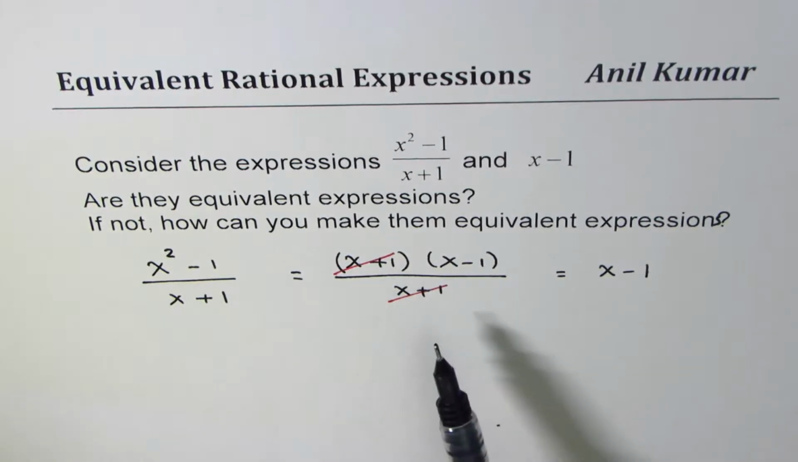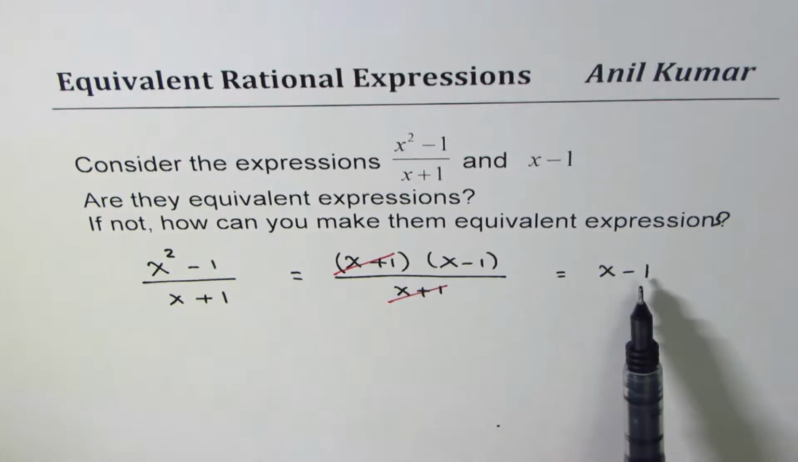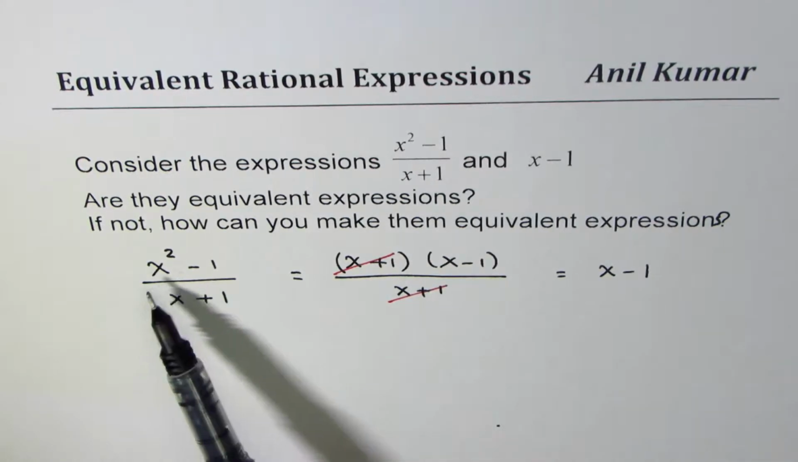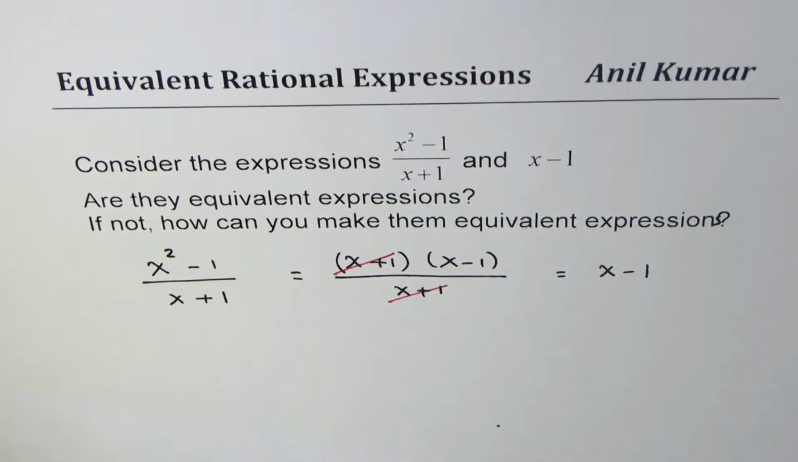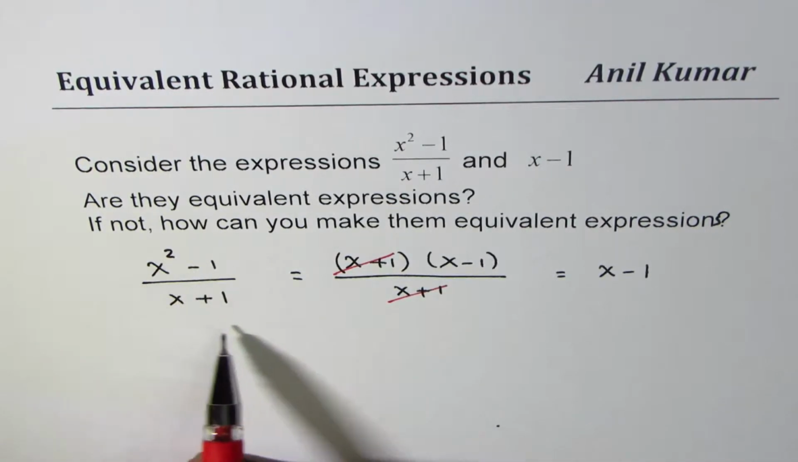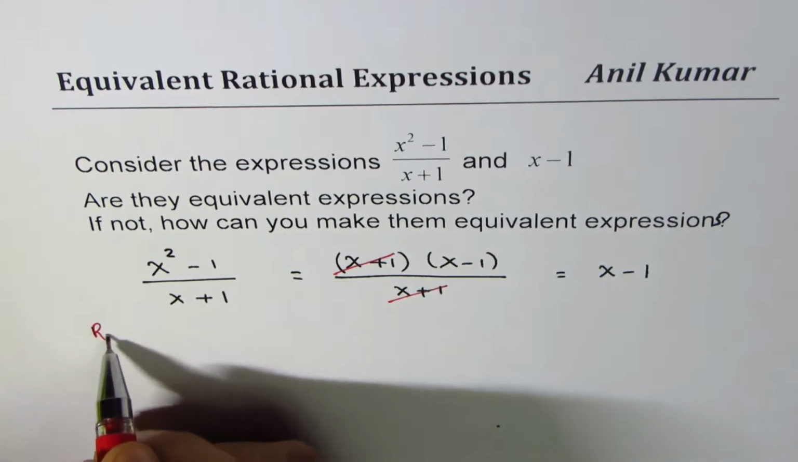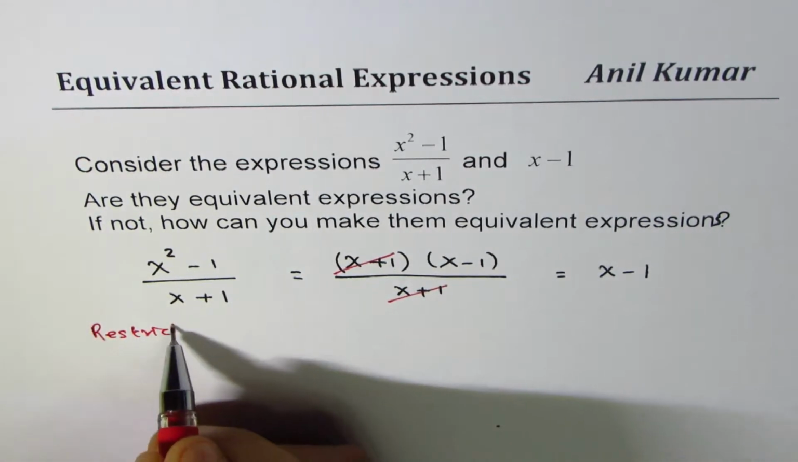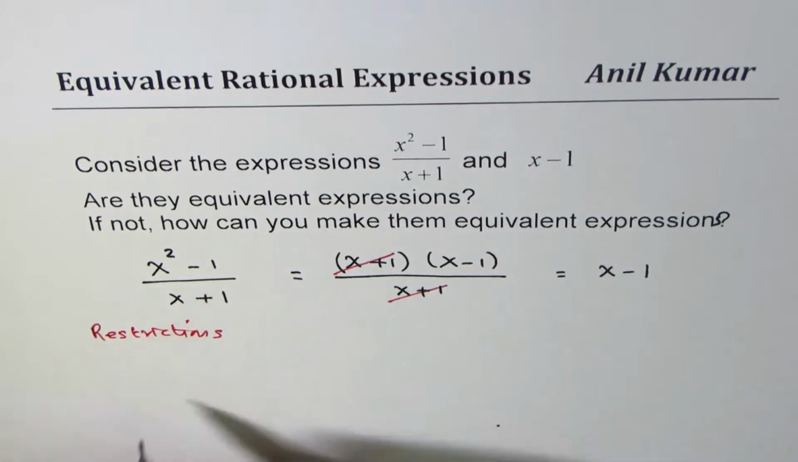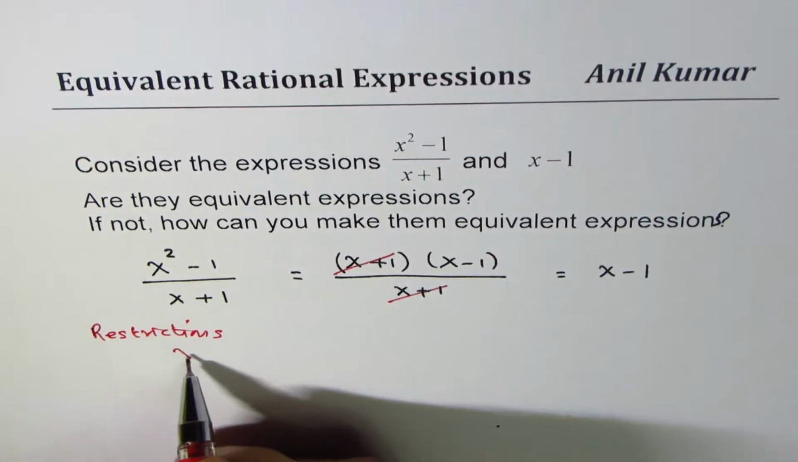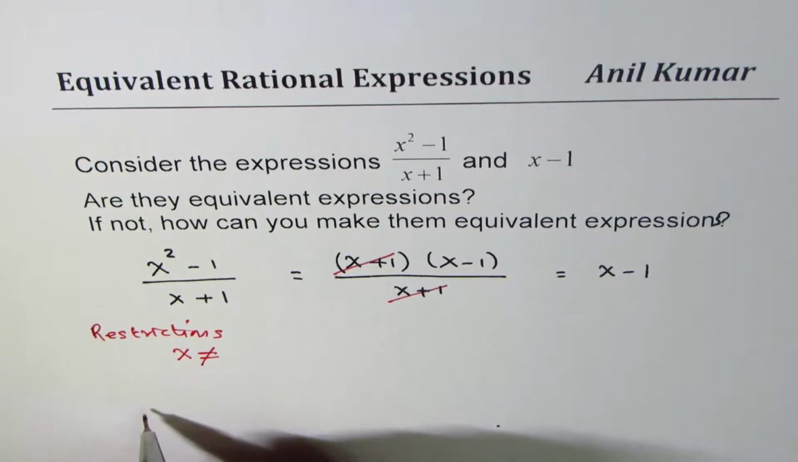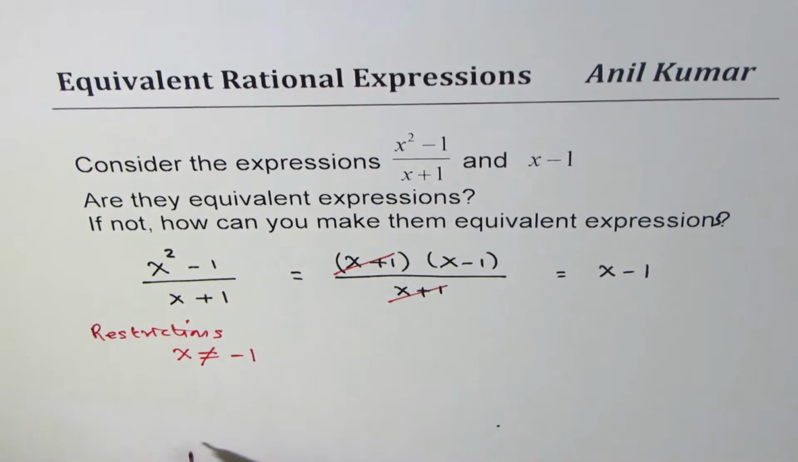Following these steps, what do you say? Is x minus 1 equivalent to (x squared minus 1) divided by (x plus 1)? The answer is no. You know why? If I'm talking about the first rational expression here, then what are the restrictions? Let me write down. Restrictions are that the denominator cannot be 0, so x is not equal to minus 1.